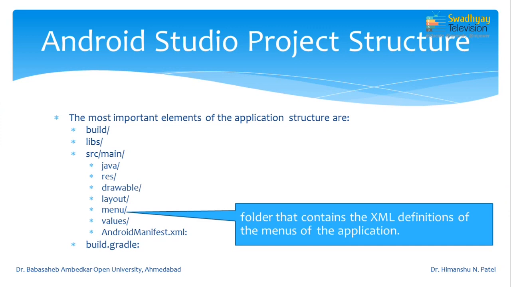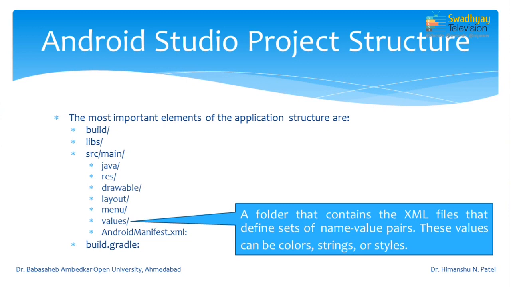By default, Android creates a single menu with the name settings for you. Next is values. Android suggests you specify even strings as a resource. Whatever string you have used in your project should be specified as a resource, and this is mentioned inside the strings.xml file.